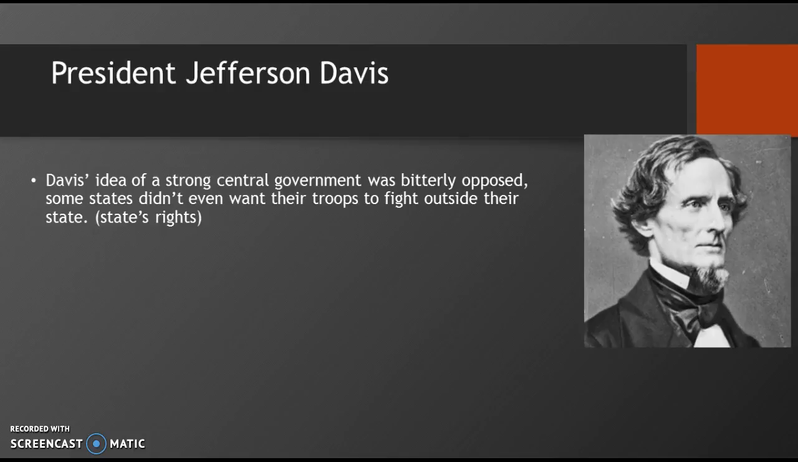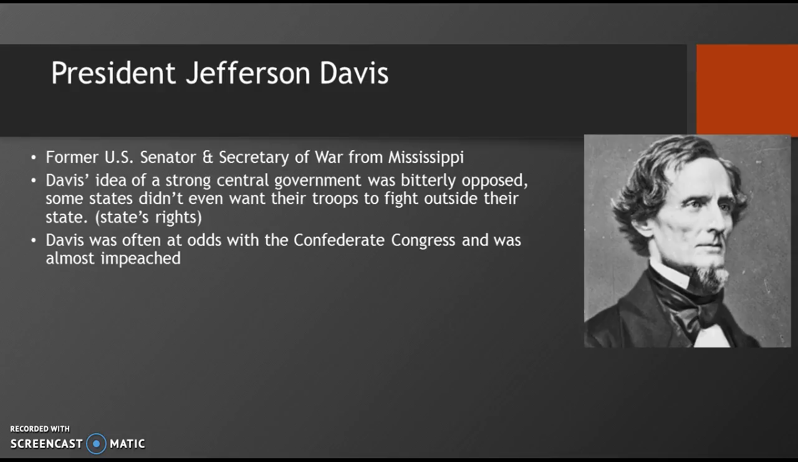Some states in the Confederacy didn't even want to send their troops to fight outside their states. Like if you're in Georgia, some people just wanted Georgia's troops to fight in Georgia, not go elsewhere outside of our state. So because of this, Davis was often at odds with the Congress of the Confederacy, and they almost actually impeached him. And he just lacked Lincoln's political skills.